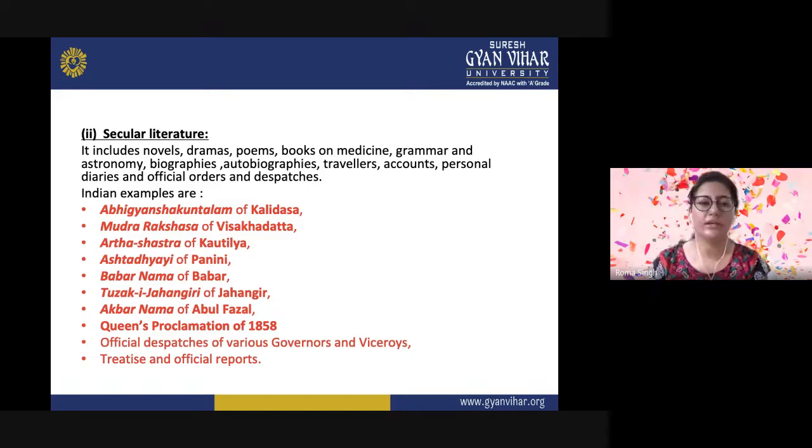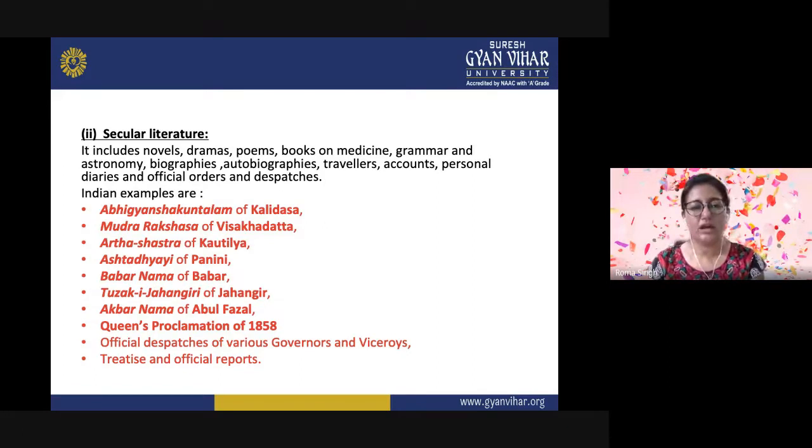So what should a king do? What should a common citizen do? Then there is a book written by Panini on Sanskrit grammar called Ashtadhyayi. Babur, who was the Mughal ruler who established the Mughal dynasty in India, wrote the Baburnama, known as the first account or autobiography written by a ruler in a proper way.